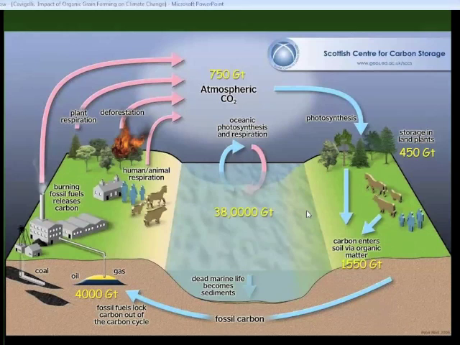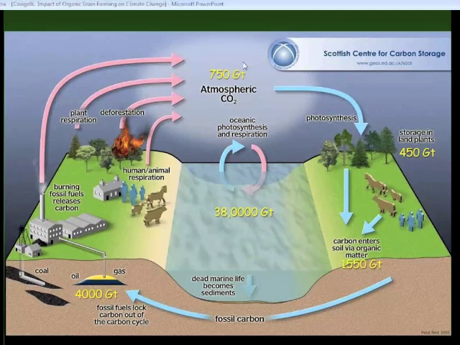Okay, I want to show you quickly here the carbon cycle, a schematic diagram of a simplified carbon cycle. And this is on a global basis. So the questions I want to answer with this diagram are: where is carbon on the planet, and why is the CO2 concentration in the atmosphere increasing? This is how much carbon is in the atmosphere: 750 gigatons. A gigaton is 10 to the 9th tons.